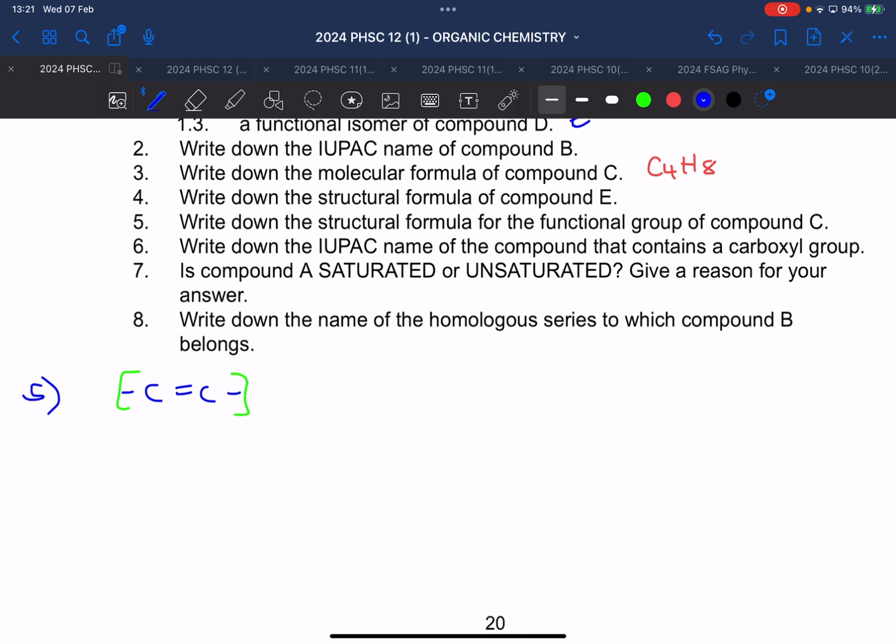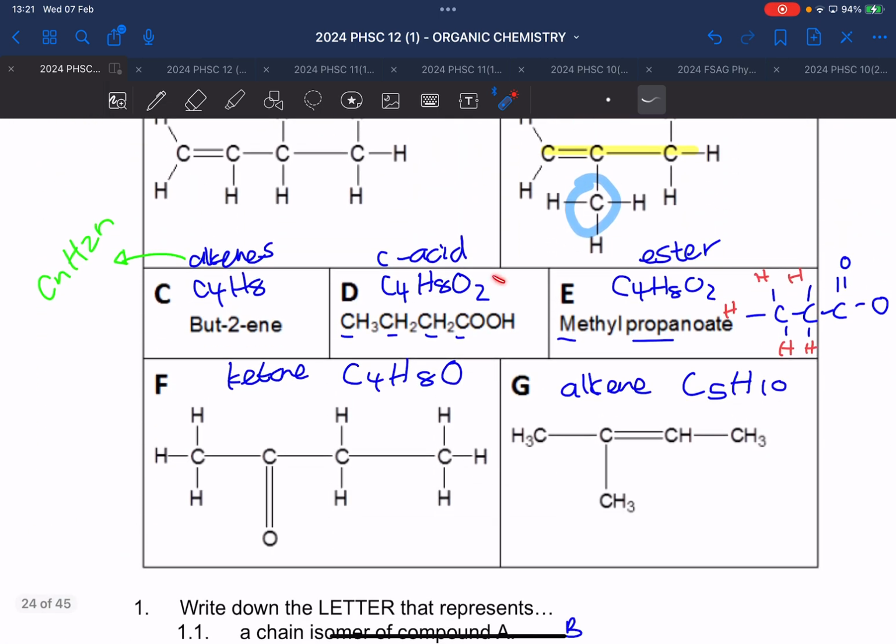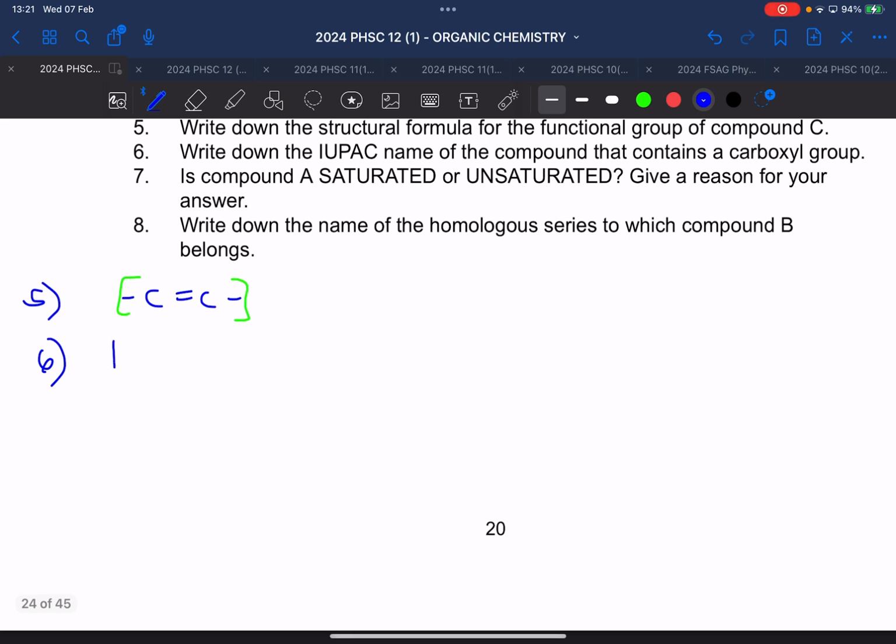Alright, then 6. Write down the IUPAC name of the compound that contains a carboxyl group. So here they check 2 things. They check to see, do you know what a carboxyl group is? And then can you write a name? Okay, so where are we with our questions? Where will you find a carboxyl group? At number D, the carboxylic acid. So first of all, you have to know what a carboxyl group is. Now you have to give the name. So there's 1, 2, 3, 4 carbons. So what will the name be? Butanoic acid.